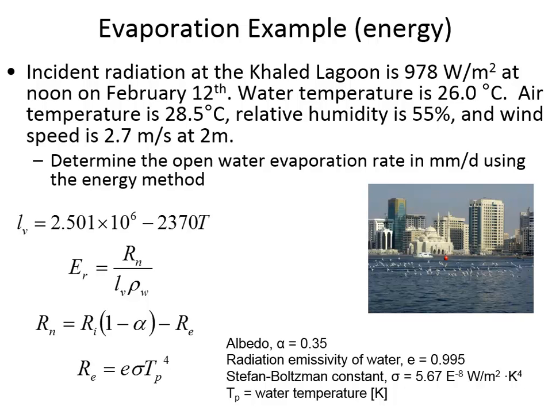The water temperature that we're going to work with in this example is 26 degrees Celsius, and we need it to be in Kelvin. And so we can convert that over, and it's 299.15 Kelvin. And with that, we can find the amount of radiation that's emitted. And that's a function of the radiation emissivity of water, the Stefan-Boltzmann constant, and the temperature of the water.